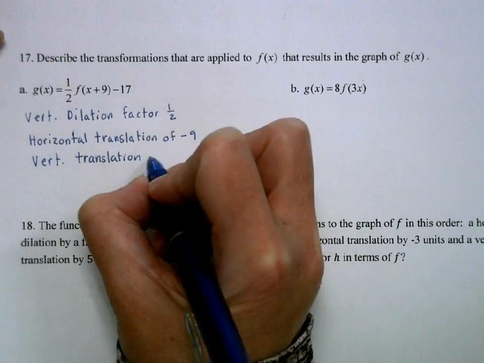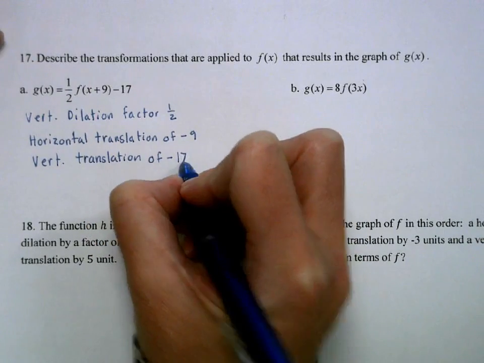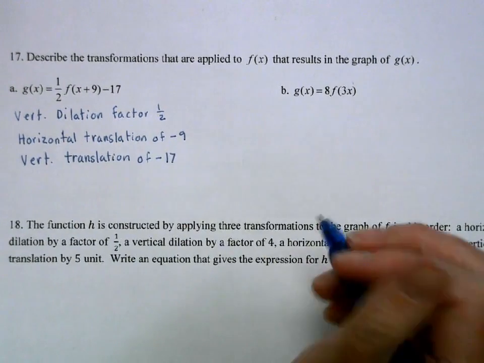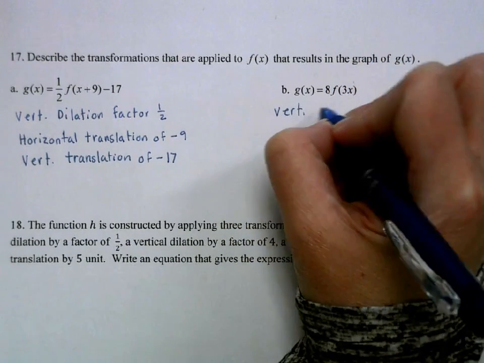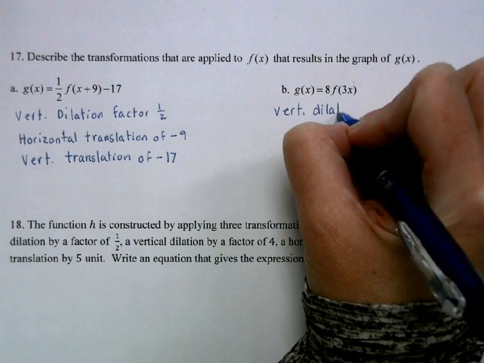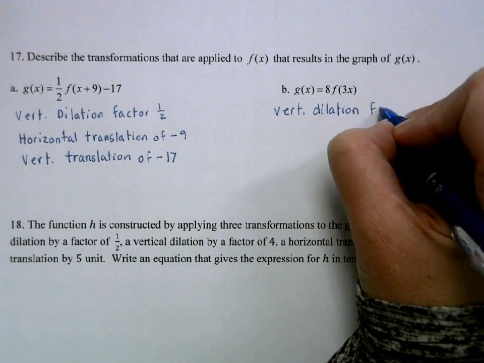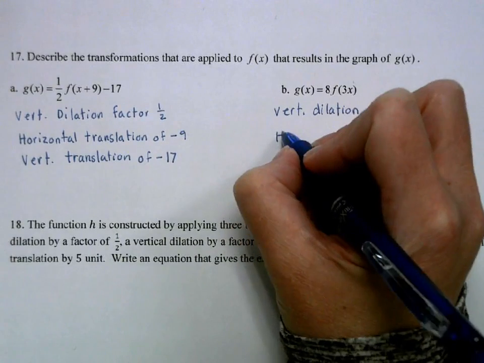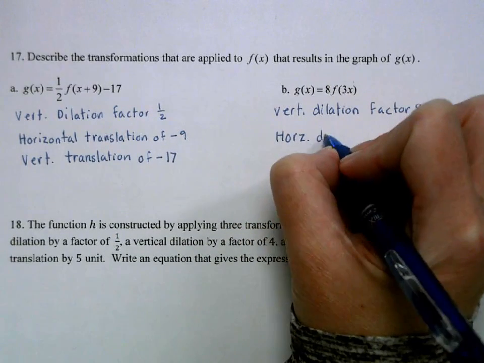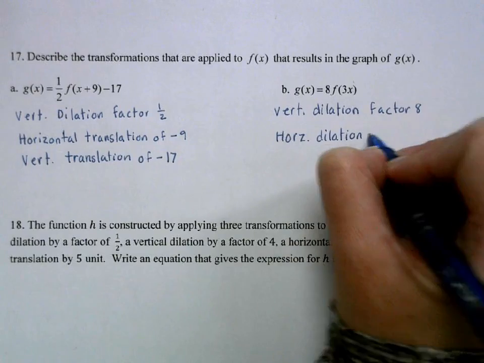Here I have a vertical dilation with a factor of 8. Here I have a horizontal dilation with a factor of 1/3. It's always the reciprocal when it's on the inside.